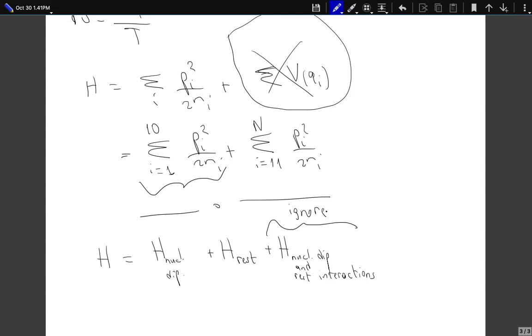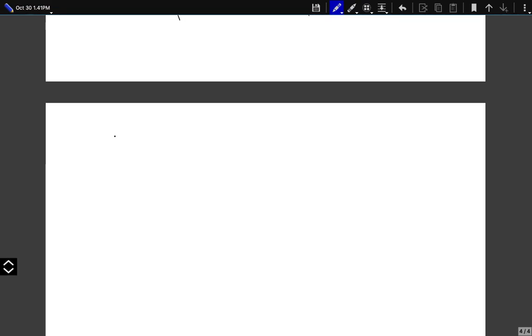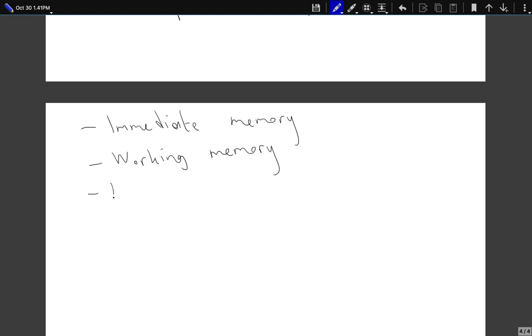Okay, before you go for a break, let me just give you a couple of non-curricular information. You see, these are essentially the memory types that are used nowadays.